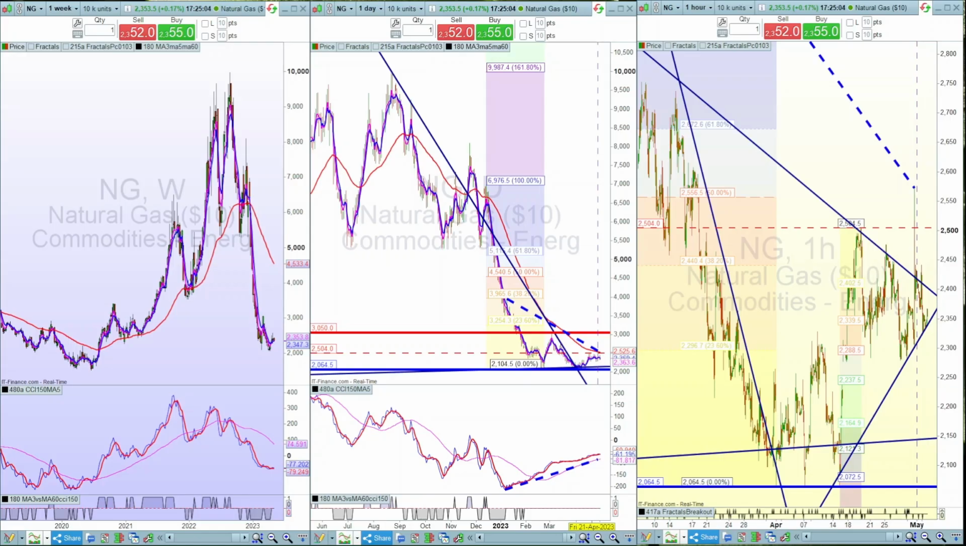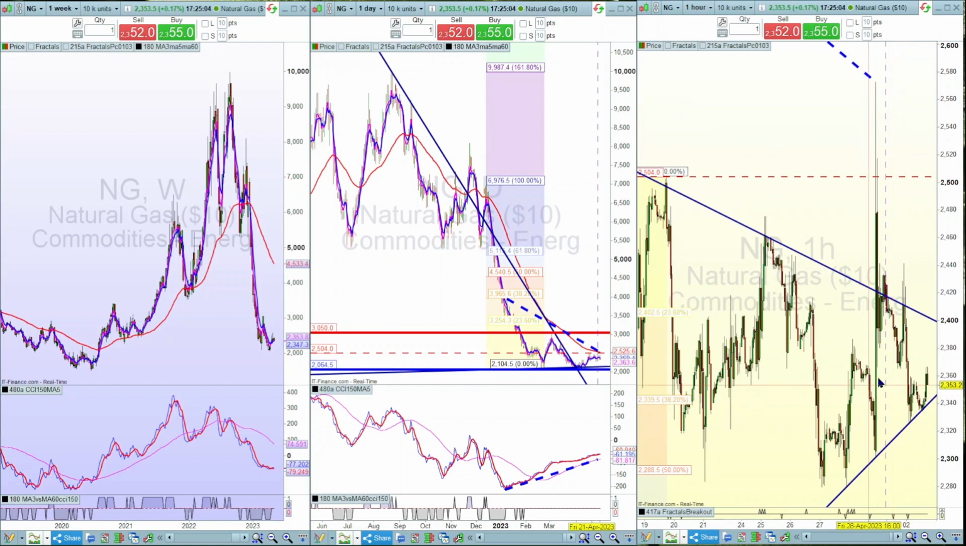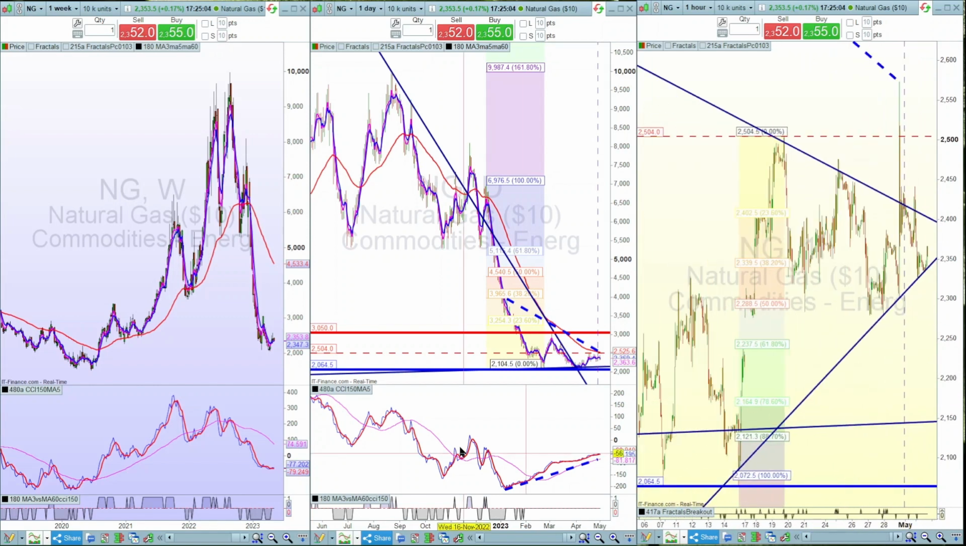Today is May 2nd, 2023. This is the nat gas price update. We haven't done an update for a number of days, only because the price has been sort of skewing sideways, but I'll give you a quick update, especially for those new to the channel. We look at the weekly, the daily, and then the lower time frames, in this case the hourly, but you can trade any one of the lower time frames, 2 hours, 15 minutes, whatever suits you.